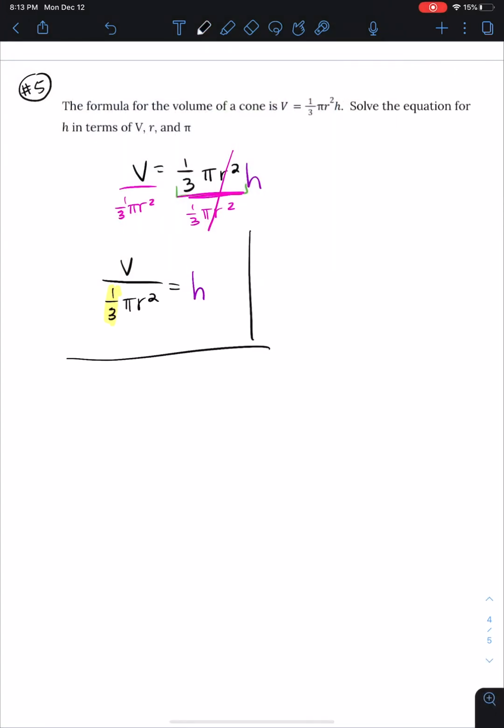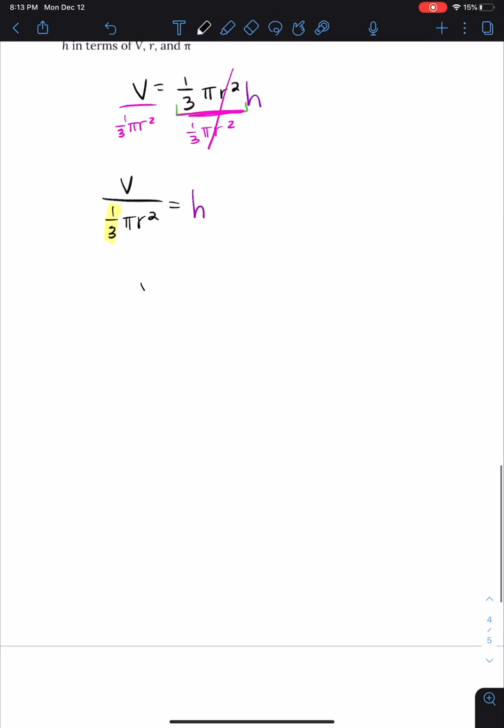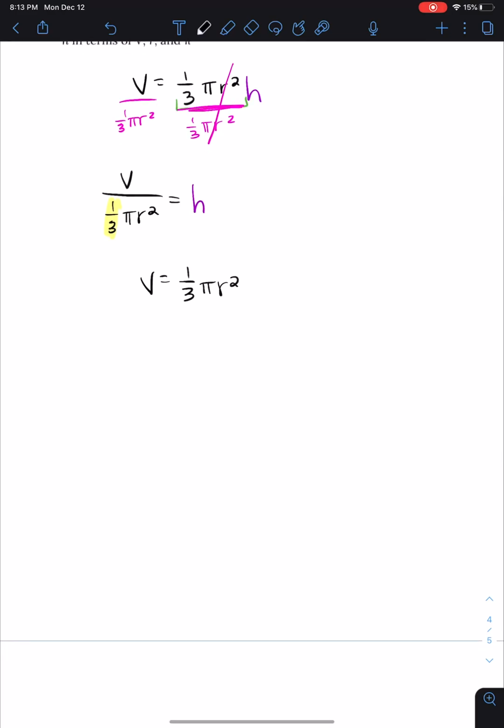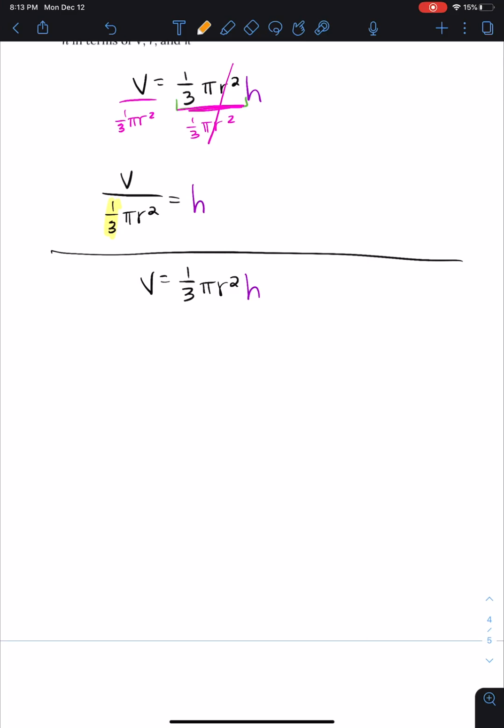So if I rewrote this, where volume is equal to 1/3 pi times the radius squared times the height. And we would want to get rid of the fraction first. So let's multiply each side by 3.